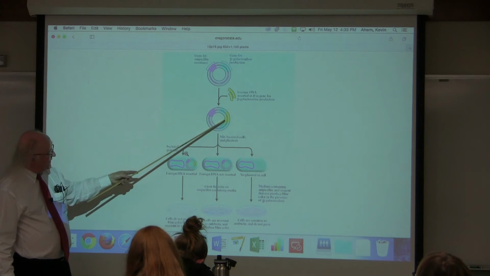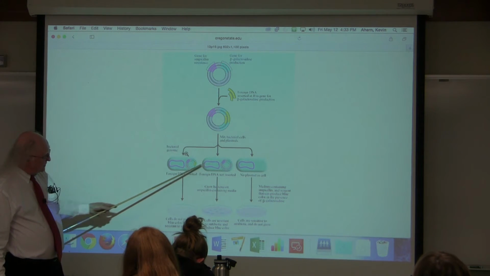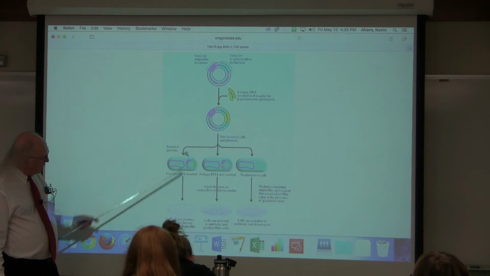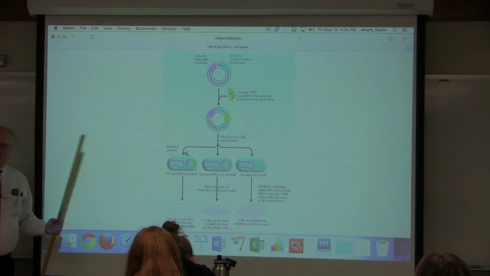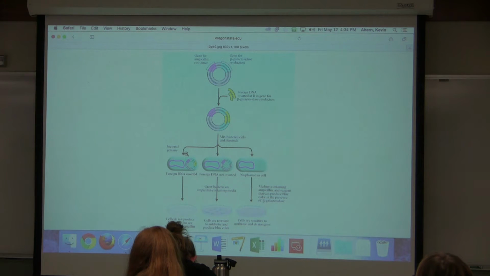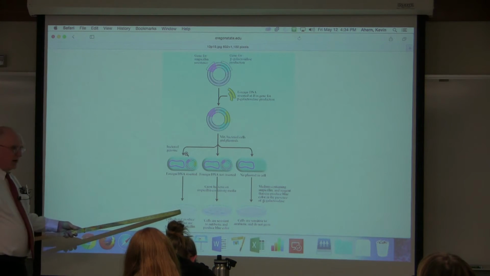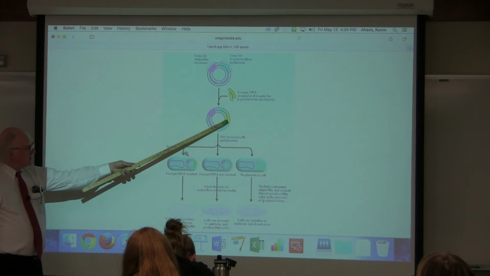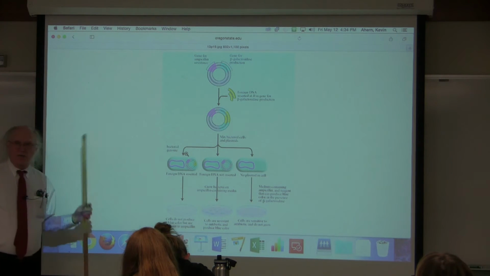And those that have an insert are going to be antibiotic resistant, just like these guys are. However, they're going to have a white color. So we look for colonies that are white, pick white colonies, and analyze those because those are most likely to be the ones that have the insert that we want.